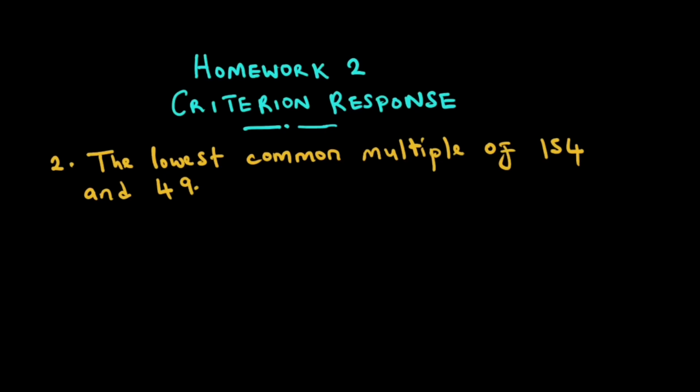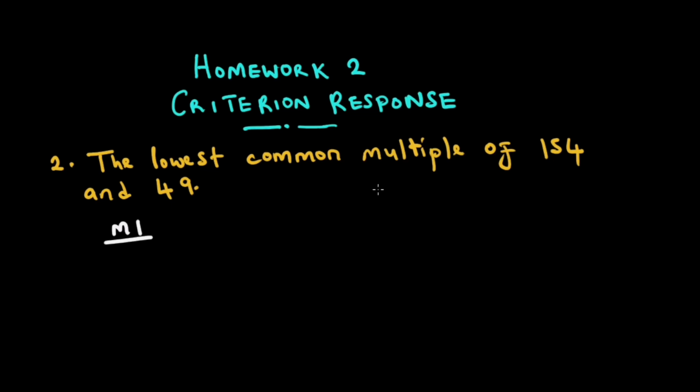This is the criterion response of homework number 2. Question number 2 asks for the lowest common multiple of 154 and 49. We first follow the method you used, then we do method 2, which is a lot quicker. So for the method you used, it's going to be our method number 1.